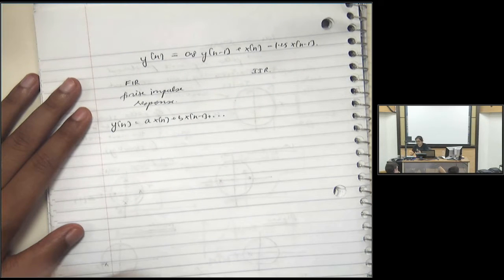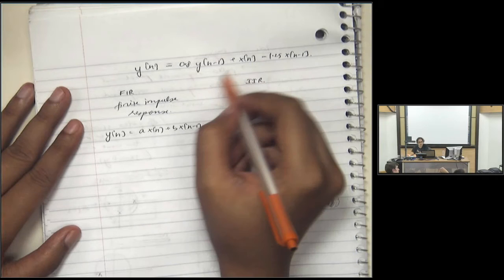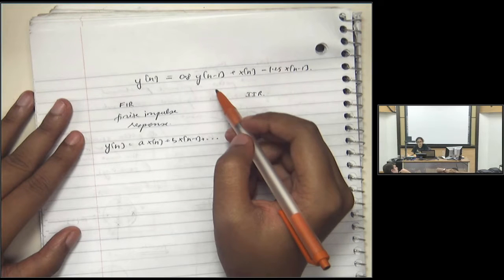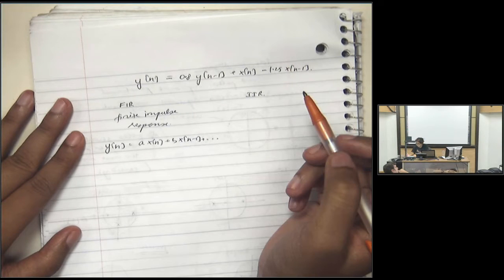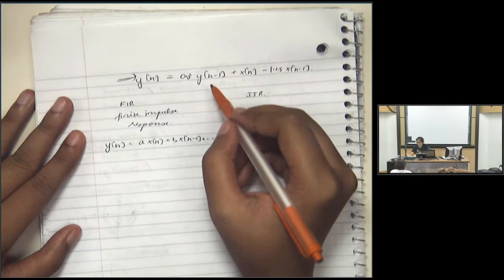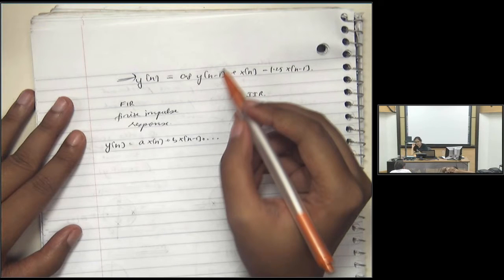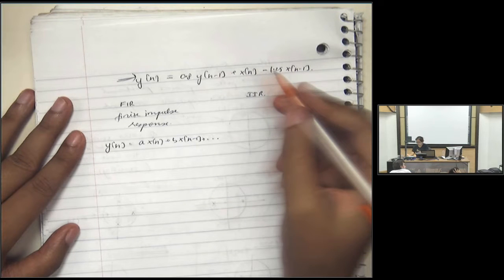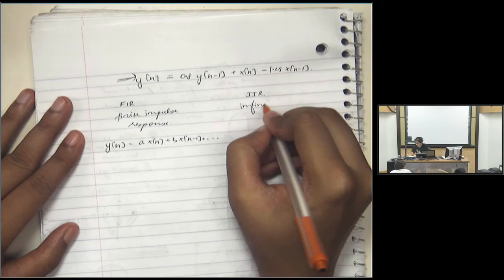Now let me tell you what I mean by feedback. Here you can see a y of n minus 1 term, right? What is that term to the left of the y of n? Is that a? Where? That's 0.8. That's the question that we have. So here we have a y of n minus 1. That means that I have a feedback from my output. Correct? So whenever I have feedback from my output, my impulse response is infinite impulse response.